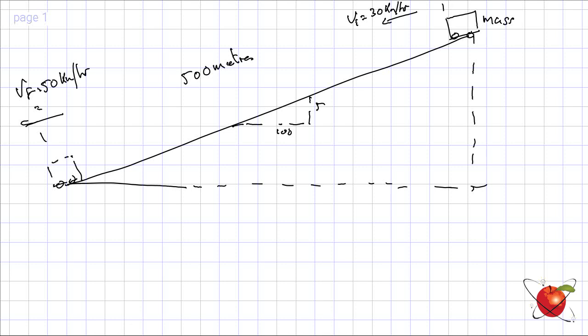The first thing I have to do is change my kilometers per hour to meters per second. Let's look at that. This comes out to be 50 times 1,000 divided by 3,600, and that gives me 13.88 meters per second. And at the top here, our initial velocity is 8.33 meters per second. Okay, that's pretty cool.